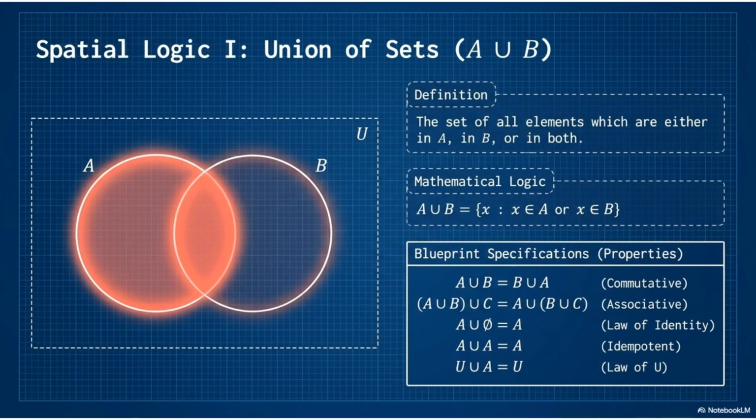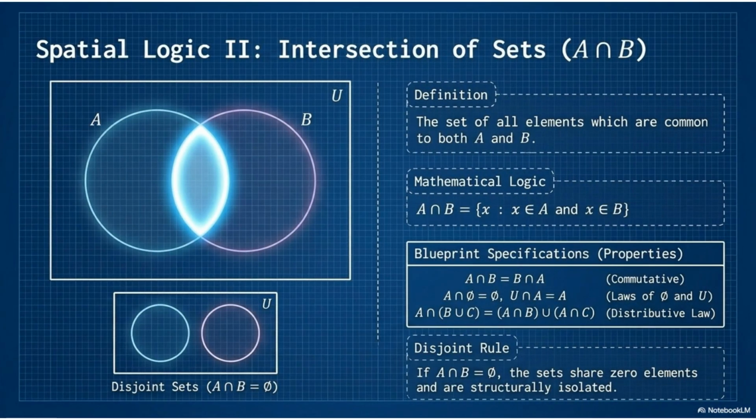The union of two sets, denoted as A union B, combines all elements found in either set or both. This operation follows specific algebraic properties, including commutative and associative laws. Conversely, the intersection of sets A and B includes only the elements common to both. If two sets have no common elements, their intersection is the empty set, and they are called disjoint.